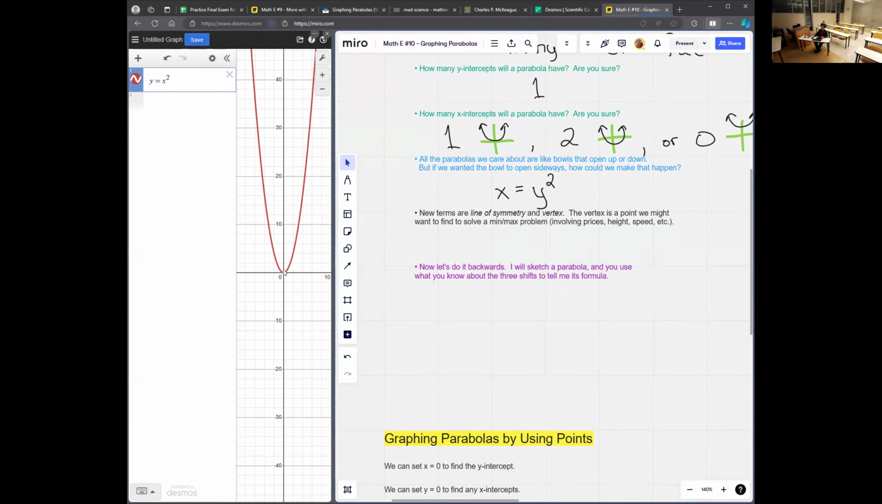So usually we like word problems finding the vertex. What's the most money we'll earn? What's the slowest it goes when the vehicle travels? That kind of thing.